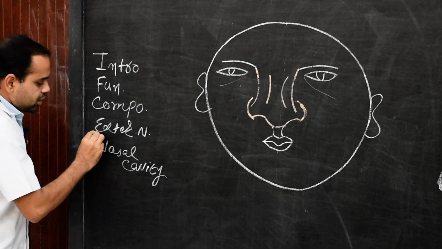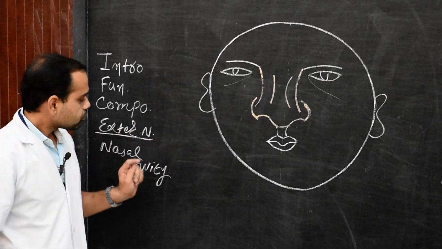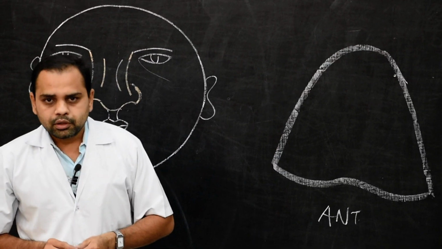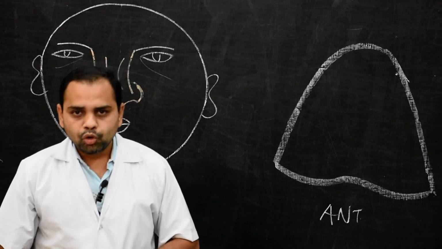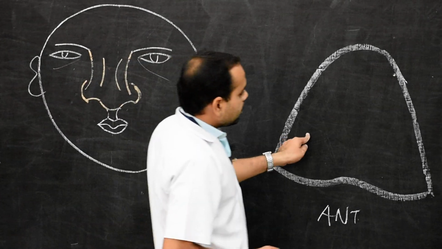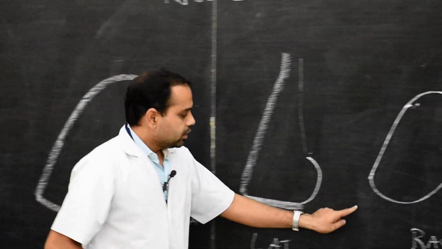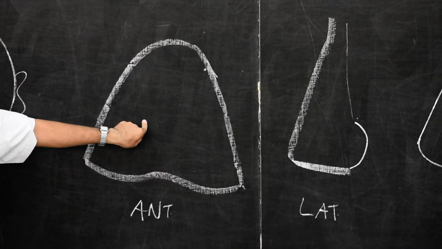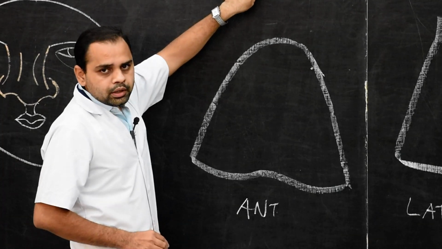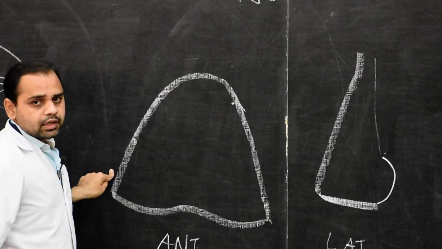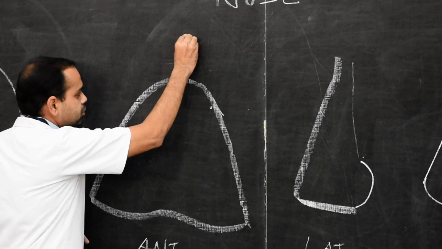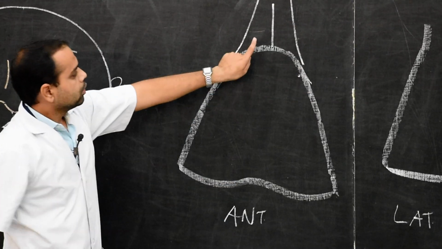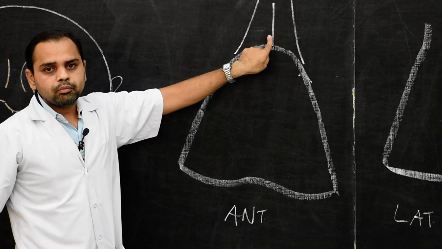Next point is, what is the structure of this external nose? This external nose consists of a skeletal framework, and this skeletal framework is partially bony and partially cartilaginous. This diagram is the anterior view, this is the lateral view, and this is the basal view of the external nose. Now on the anterior view, if I draw the skeletal framework, the upper 1/3 part is bony, and the lower 2/3 part is cartilaginous. Now the upper 1/3 part consists of two bones. First is the nasal bone. Two nasal bones meet in the midline and form the bridge of the nose.